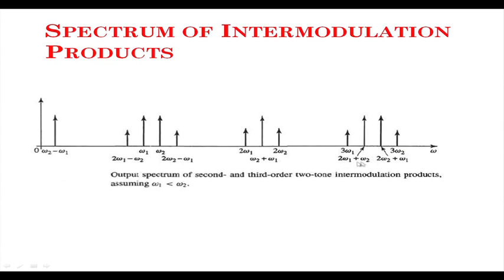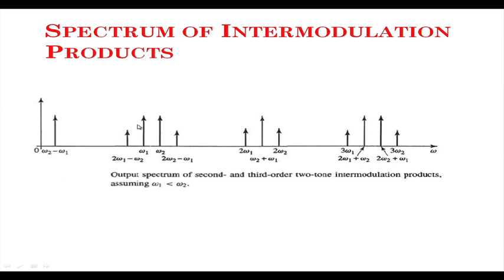3 omega 2, this is third order intermodulation. Here this is third order intermodulation, and this is third order intermodulation. But you see that along with my desired zone, some of the third order intermodulation products, those bearing this minus sign, 2 omega 1 minus omega 2 and 2 omega 2 minus omega 1, these two are nearby.